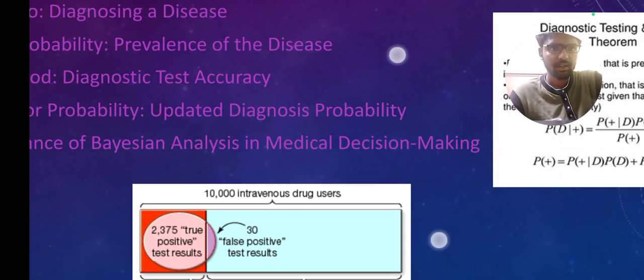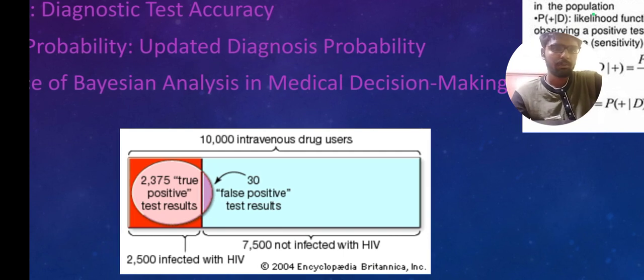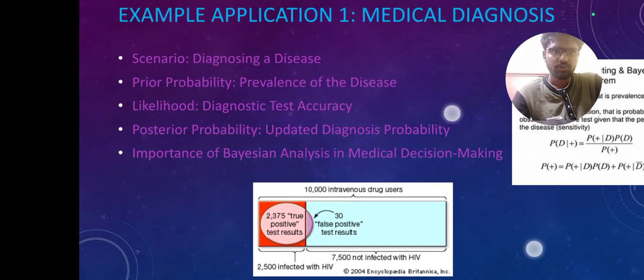Another example, as we see: here is a small WHO survey that was conducted. Here we can observe 10,000 intravenous drug users, and by using Bayes analysis, 2375 true positive test results and 30 false results. So as you can observe.